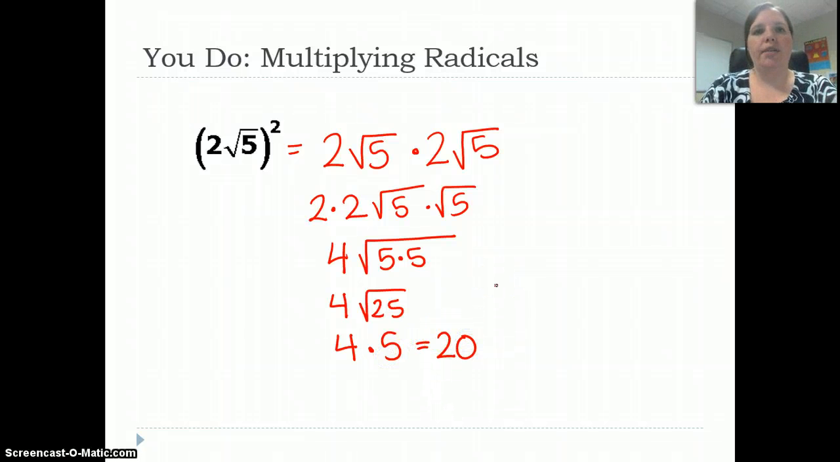So in this case, when we have that squared, 2 root 5 times 2 root 5, all you have is multiplication, so there's no issue with the squaring. You could actually just shortcut it and say 2 squared and root 5 squared, but that's only because all you have is multiplication in that problem. So again, the answer was 20.